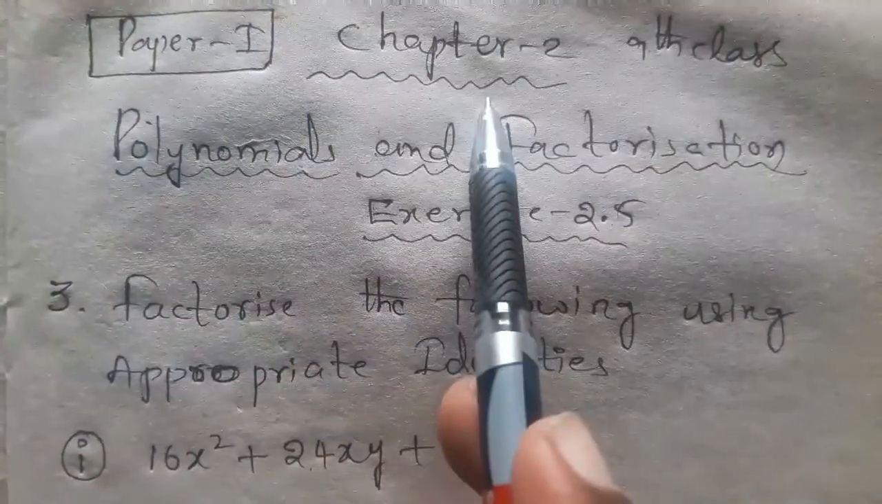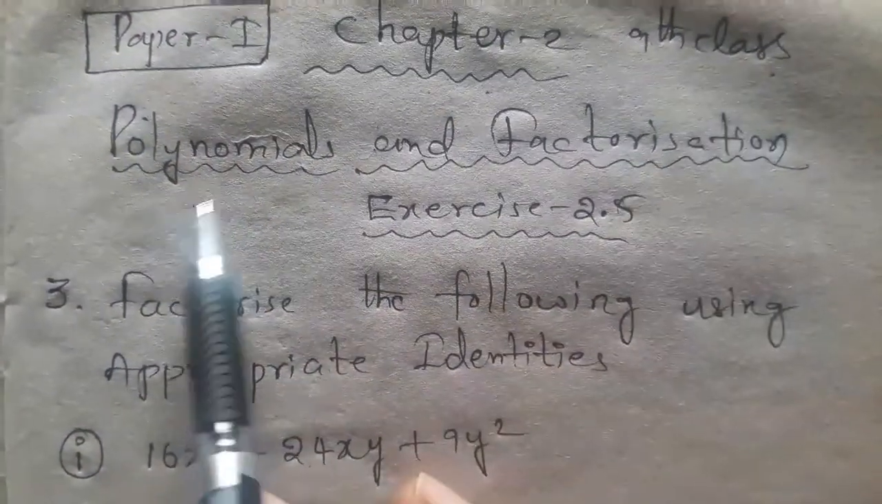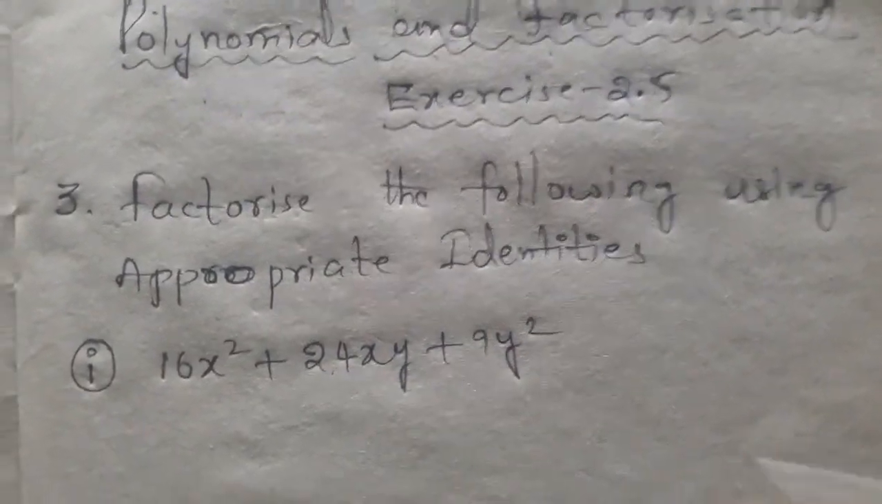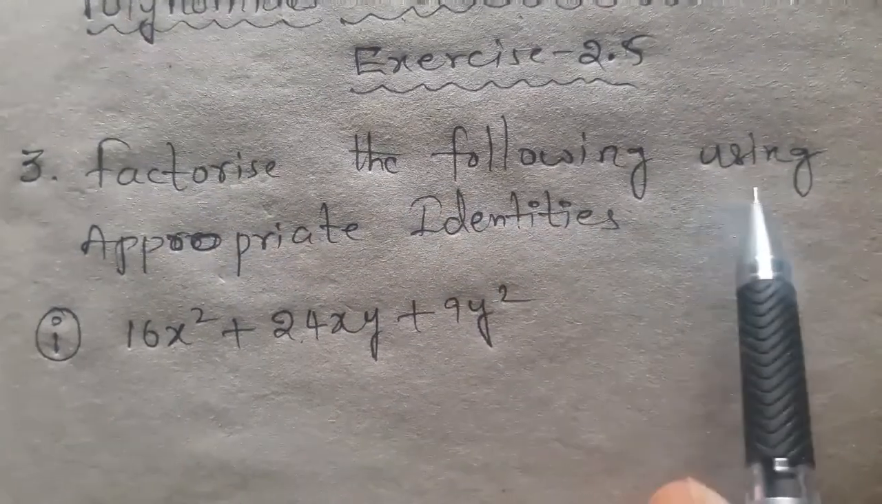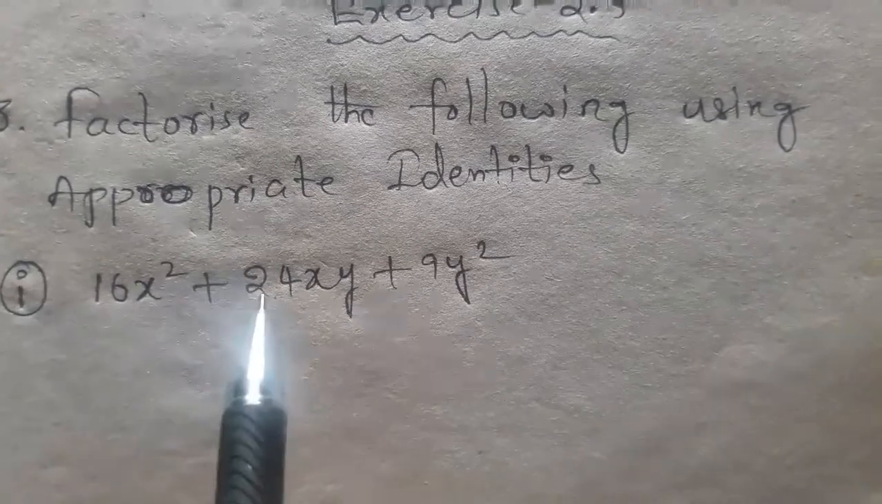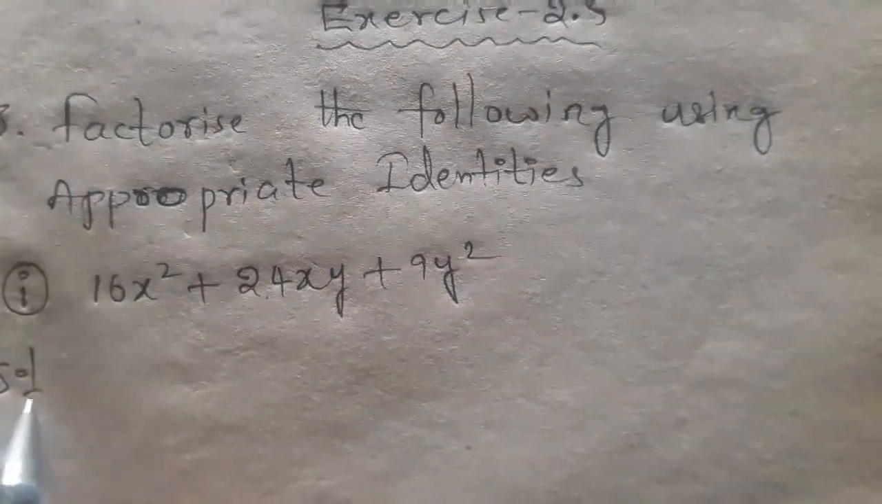Paper 1, Chapter 2, ninth class, Polynomials and Factorization, Exercise 2.5. Third, factorize the following using appropriate identities. Question number 1. Solution.